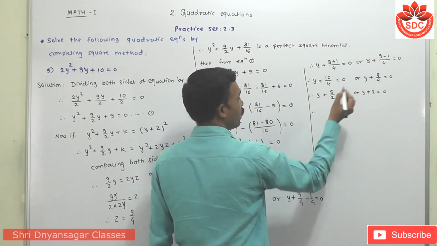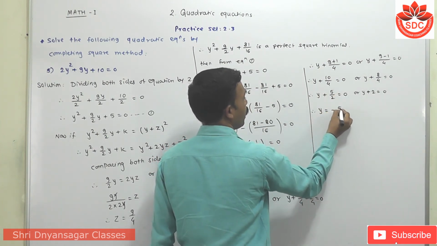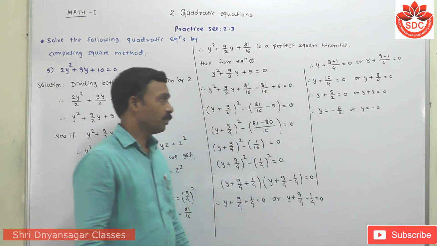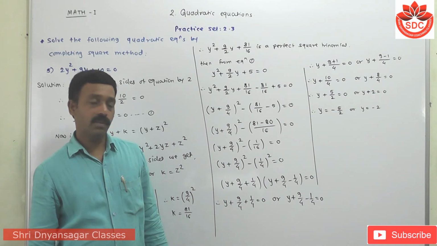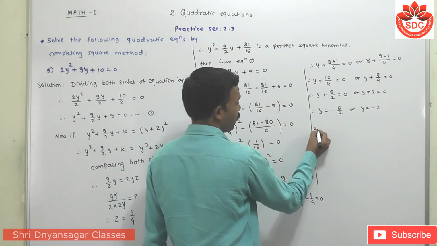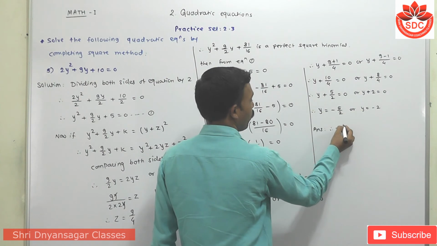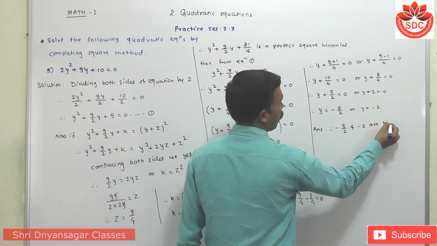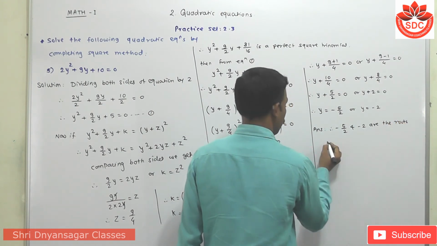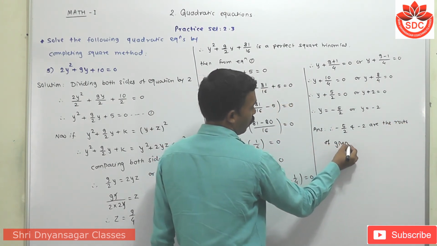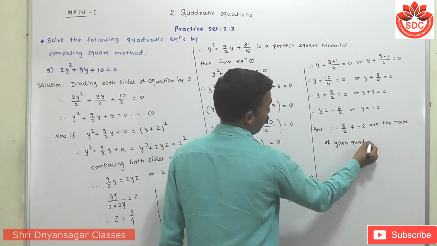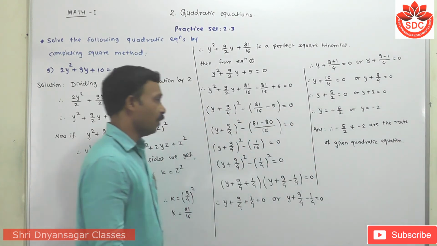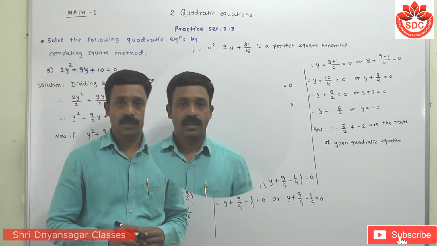We transpose to the other side. y is equal to minus 5 upon 2, or y is equal to minus 2, are the roots of the given quadratic equation. We write the answer in a full sentence. Answer: Therefore, minus 5 upon 2 and minus 2 are the roots of the given quadratic equation. Can you understand?